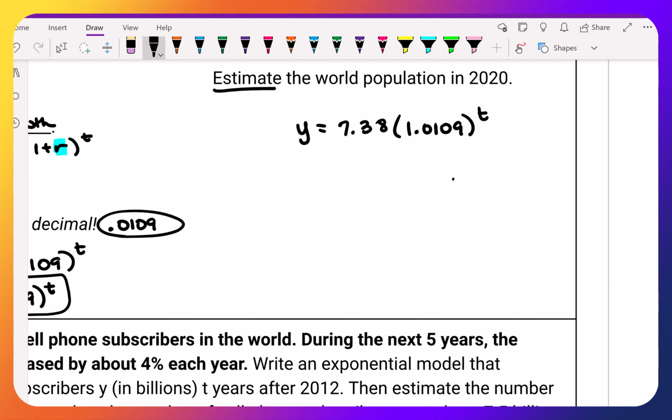It says to estimate the world population in 2020. Well, if it wants us to estimate the world population, is that t or is that y? The world population is y. t is the time or how many years after 2015. So if they want us to estimate the population in 2020, that is 5 years after 2015. So what I'm going to do is I'm going to substitute.